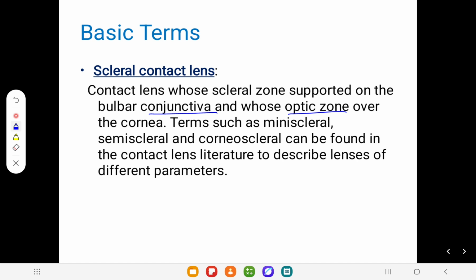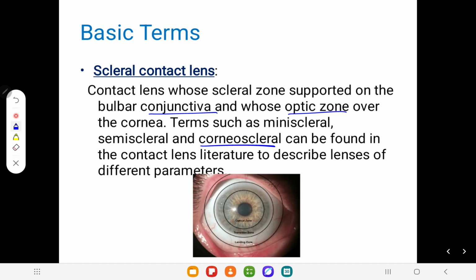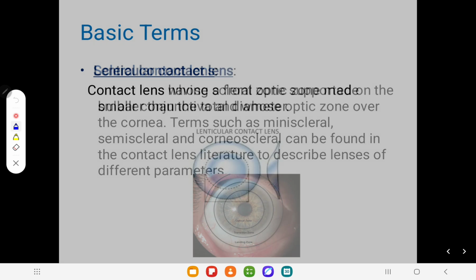The terms such as miniscleral, semiscleral, corneoscleral can be found in the contact lens literature to describe lenses with different parameters. Sometimes it's very difficult. Semiscleral or corneoscleral lenses land on the cornea a little bit and the sclera a little bit, but miniscleral and semiscleral depend upon how much diameter it is; there are different classifications. Landing on the bulbar conjunctiva above the sclera is why it's called a scleral lens.